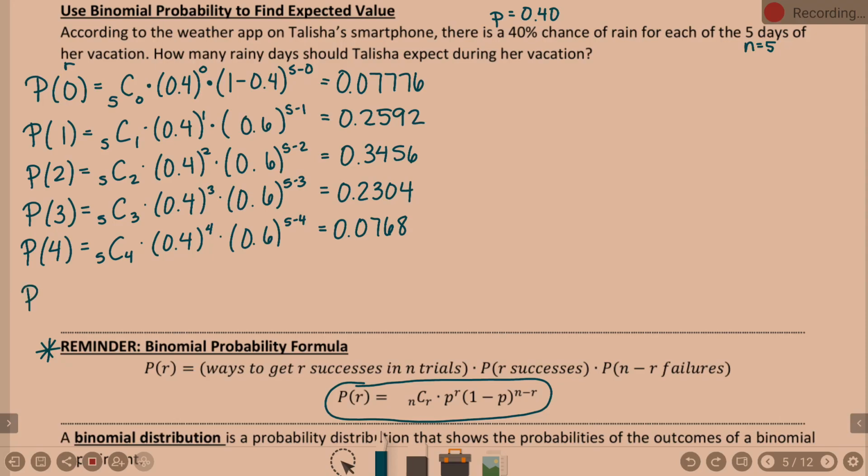Okay. Last one, and then we'll still have to find the expected value, but at that point I'll just be taking the data we have and putting it together appropriately. So probability of it raining all 5 days and her vacation really stinking. 5C5. 0.4 raised to the fifth. And 0.6 to the 5 minus 5. 0.01024.